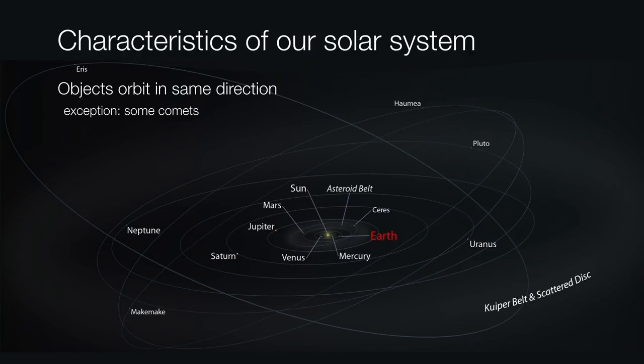But there are some exceptions to this rule, and that is comets. Sometimes the occasional comet will seem to come in a clockwise direction, as seen from overhead. Otherwise, yeah, everything's orbiting in the same direction.